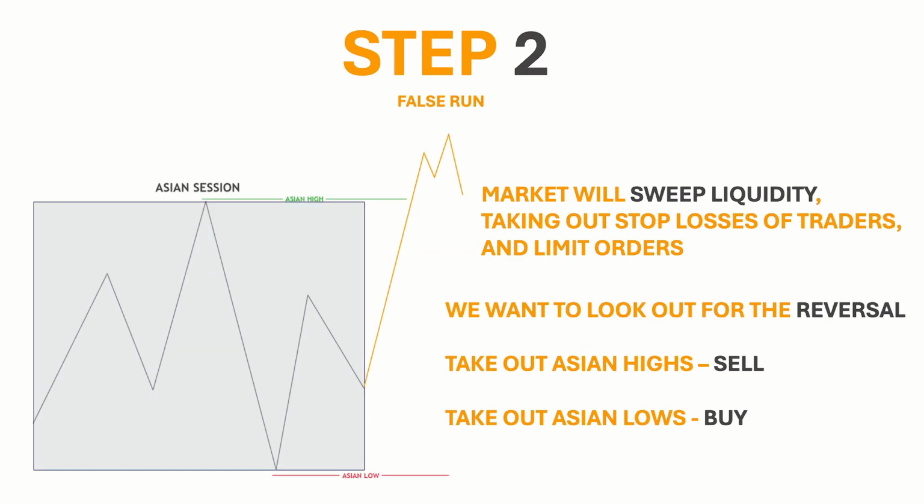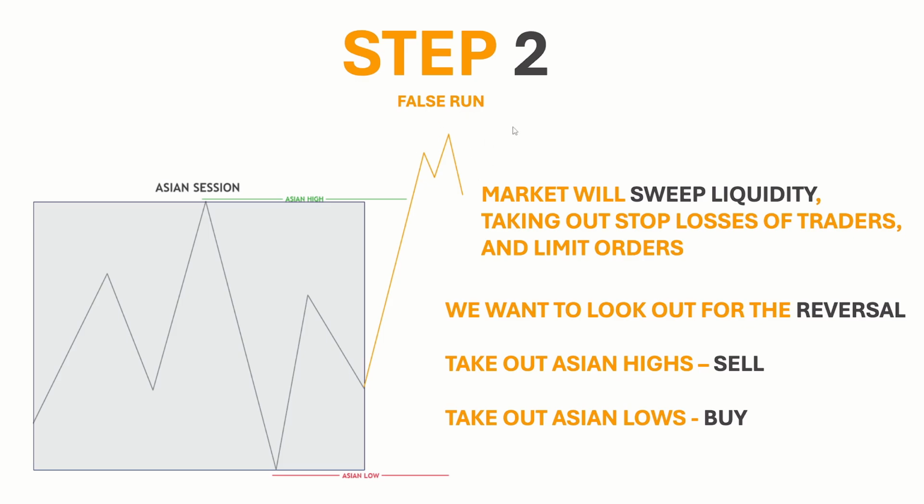This brings us on to our step 2, the false run. Now, guys, market will sweep liquidity. It might take out the Asian highs or it might take out the Asian lows. If it does not, do not place the trade. Do not trade the strategy if we do not get a liquidity sweep. Just keep in mind, if we take out the Asian highs, we are looking for sells. If we take out the Asian lows, we are looking for buys. Make sure you stick to that, okay?